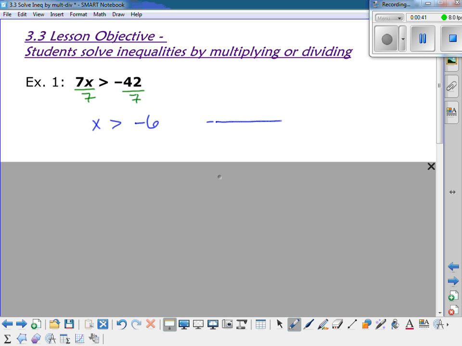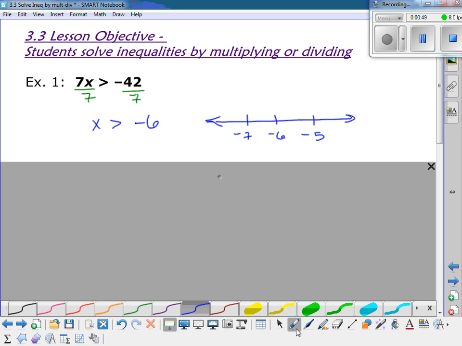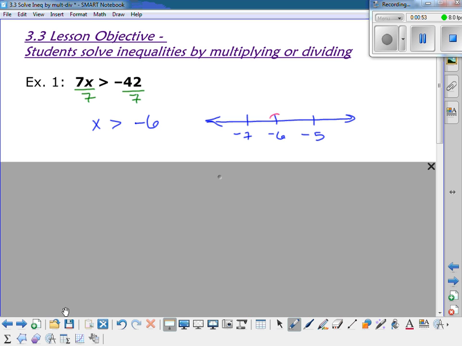And so to graph it, I'll make my number line, and we're going to have an open circle. Is this one going to go to the left or the right? It should be going to the right. It's the numbers that are getting larger. Okay. Any questions on what I did?